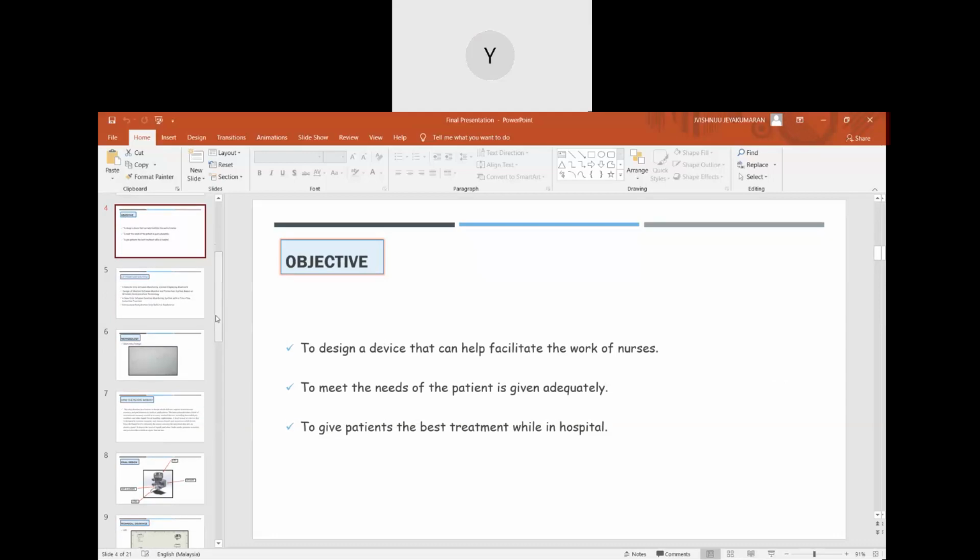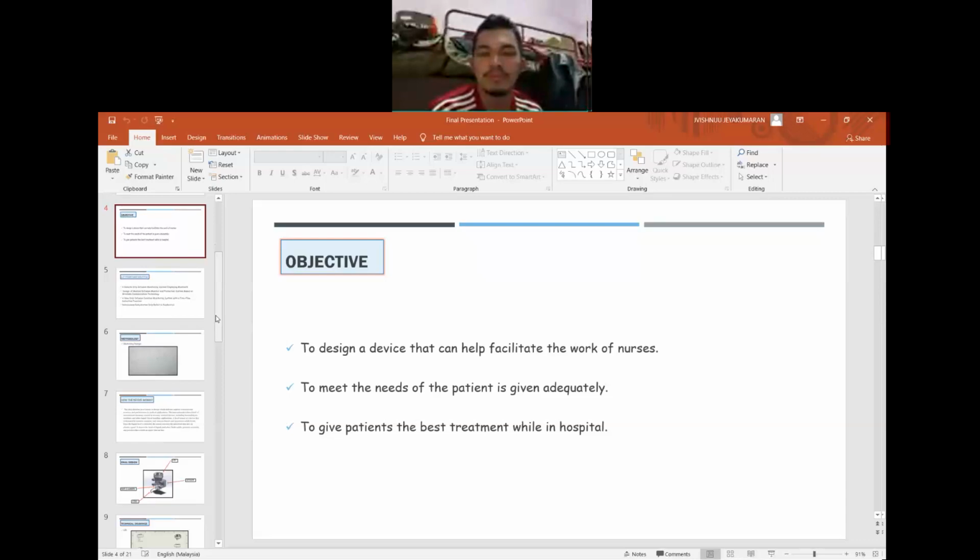Next is objective. Our project objective is to design a device that can help facilitate the work of nurses. We also aim to meet the need of the patient so that it is given adequately. Lastly, our project objective is to give the patient the best treatment while in the hospital. Next, I pass to Yuvat for the literature review.